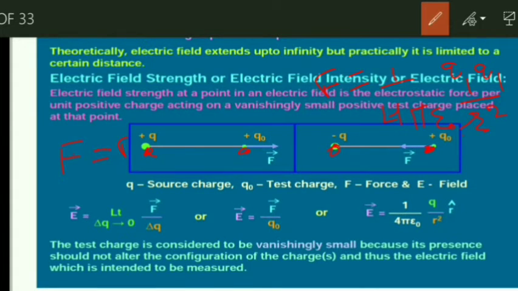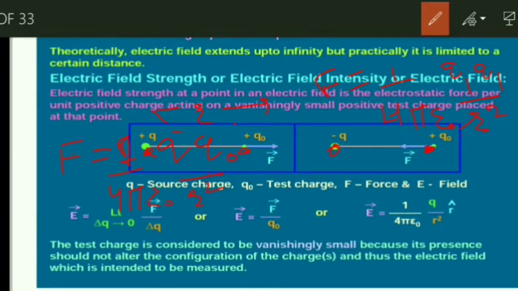In this case, force between two charges is 1 over 4 pi epsilon naught, and product of two charges, first charge is q and second charge is q naught, and distance, let us suppose that distance between these two charges is r, that is r square.